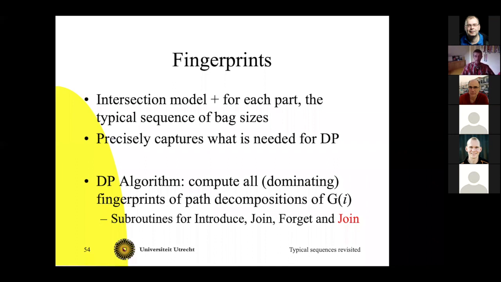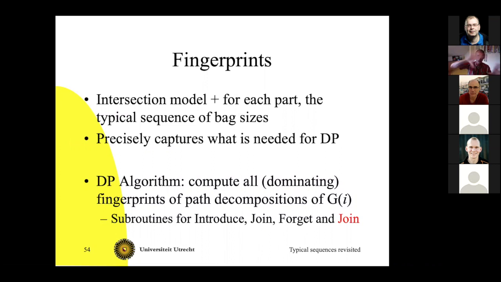So this is how these dynamic programming algorithms work, both the one by Ton and me and the one by Stefan Arnborg and Jens Lagergren. What we have is, for every node in the tree decomposition, I write down the collection of all possible typical sequences of path decompositions or tree decomposition of width at most k for the intersection model, plus for every part you take this typical sequence.